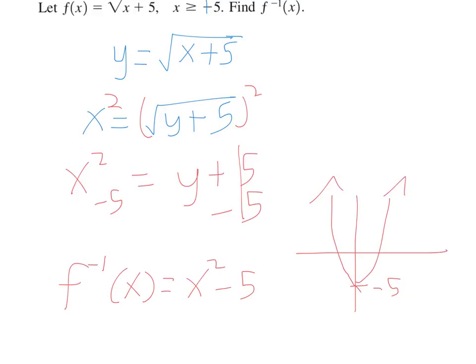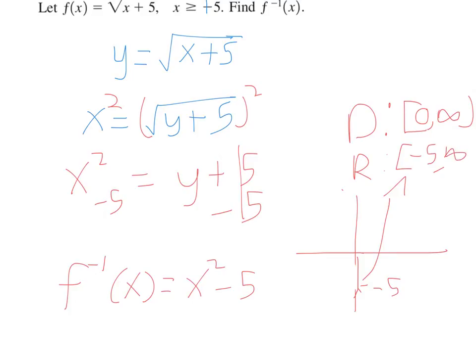So the domain, remember, the range of our original function is equal to the domain of our inverse. So the domain would have to be from 0 to infinity, because the range of our original function was from 0 to infinity, so we'd only graph the right-hand side. And our range would be the set of all y values, so it would be from -5 to infinity.